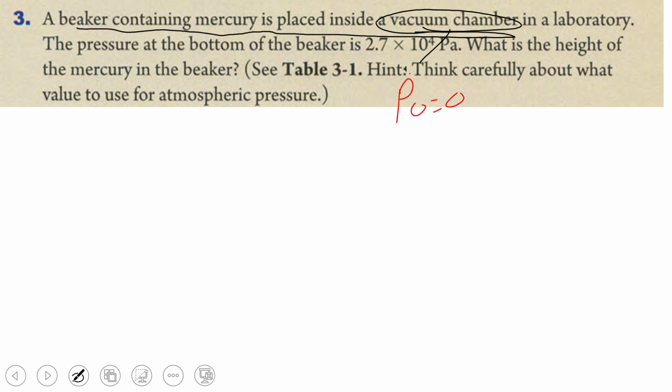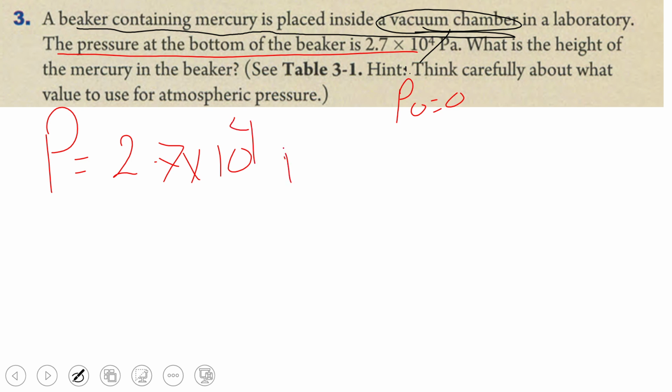Why? You know what vacuum means: a place where there is no air, no oxygen, nothing. We cannot even breathe there. So in this place the atmospheric pressure is equal to 0. So you have a container filled by liquid mercury. The pressure at the bottom of the beaker is equal to 2.7 times 10 power 4 Pascal.